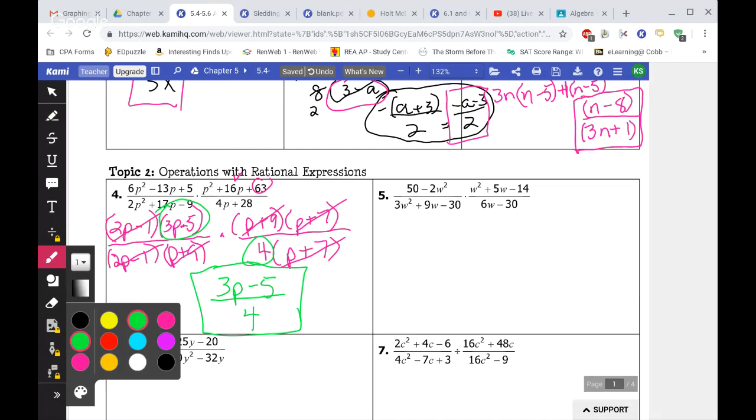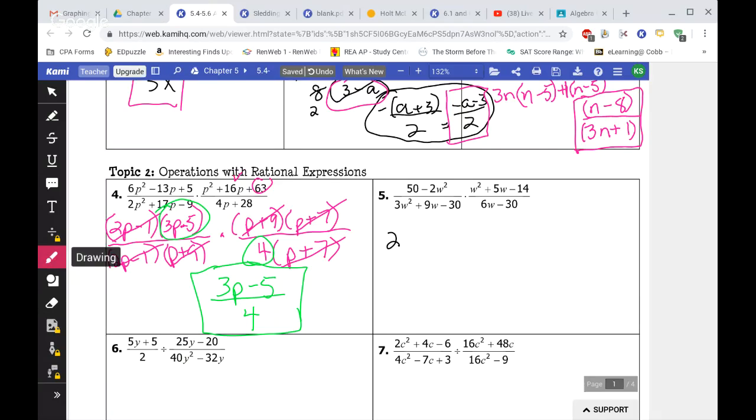Any questions about that? Feel pretty good? Mm-hmm. All right, so on number 5, we want to factor that numerator. So it looks like automatically we can factor a 2 out of that. We get 25 minus w squared. And then looks like on the bottom, we can factor out a 3. That's going to be w squared plus 3w minus 10.